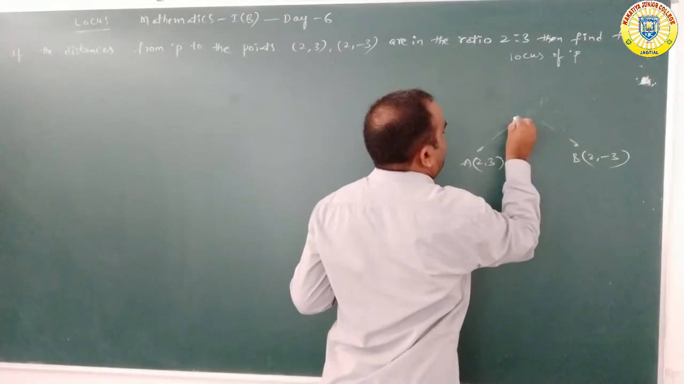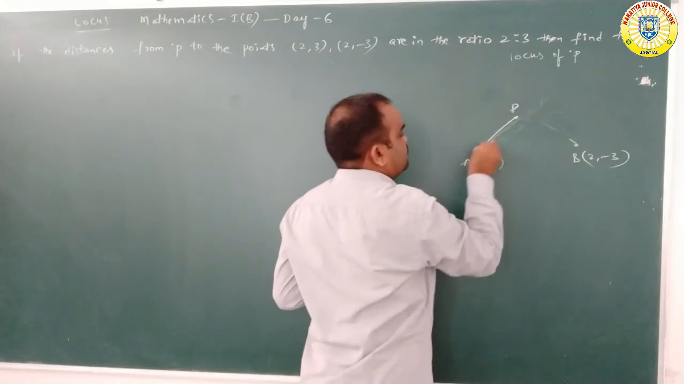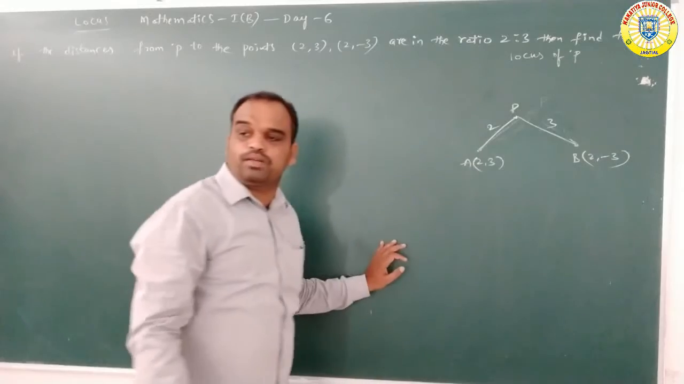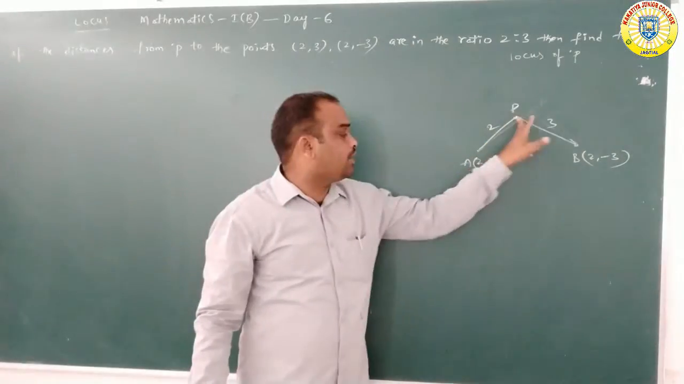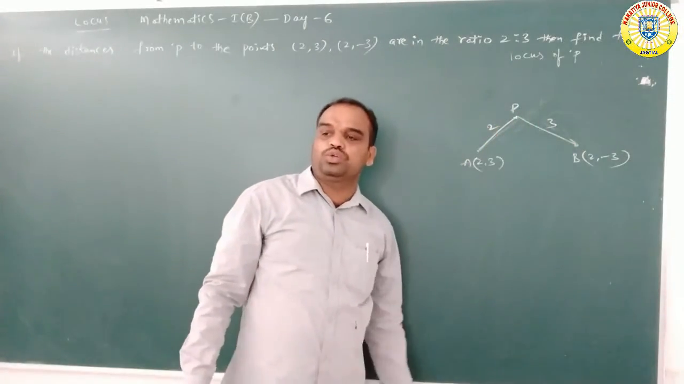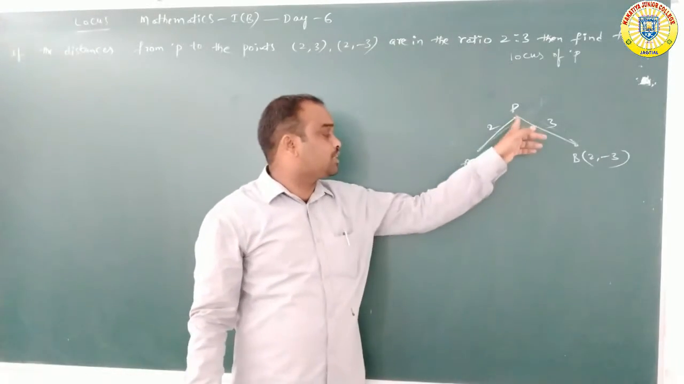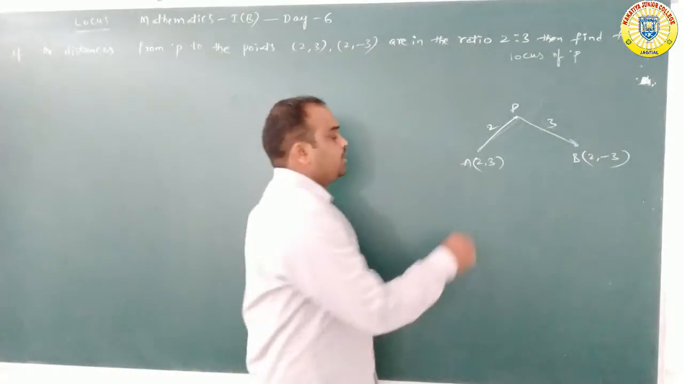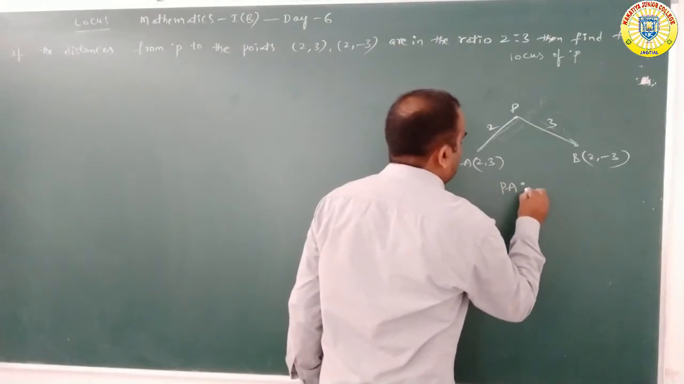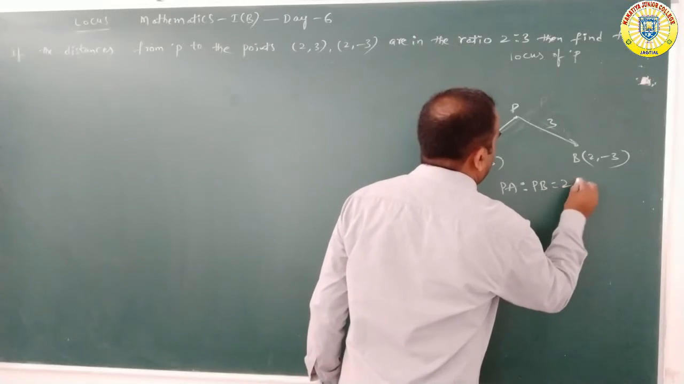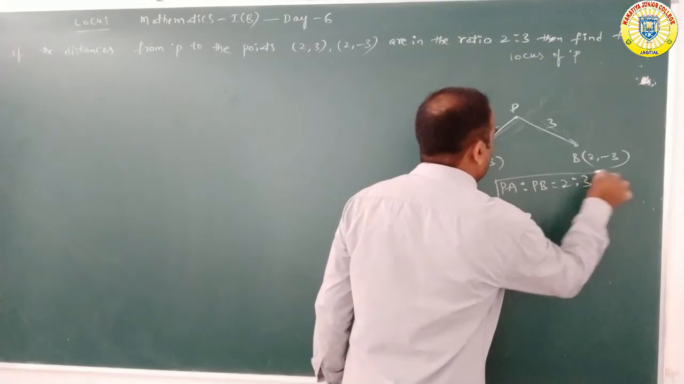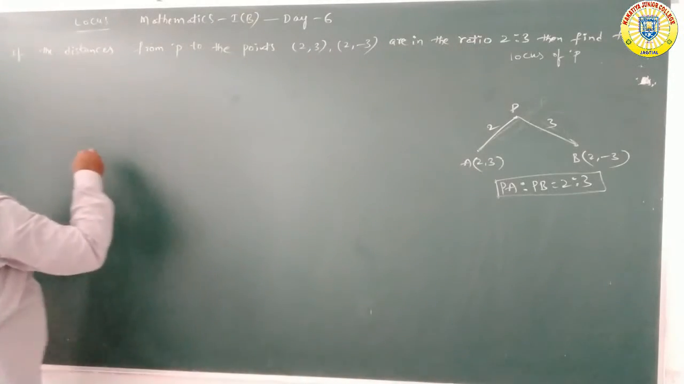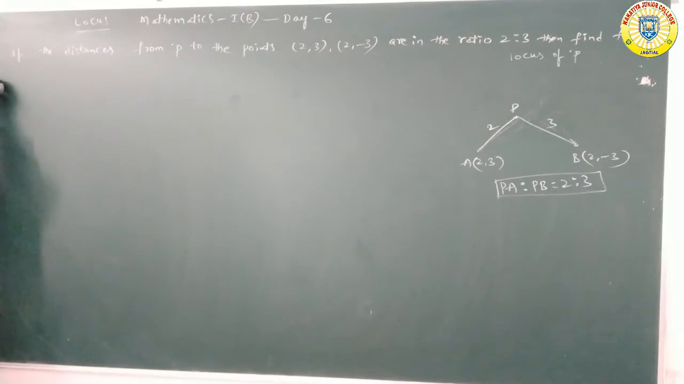So P is near to which one? A. So this is 2 and this is 3. The distance from P to A and P to B is in which ratio? 2:3. That is nothing but PA : PB = 2:3. So see the solution.